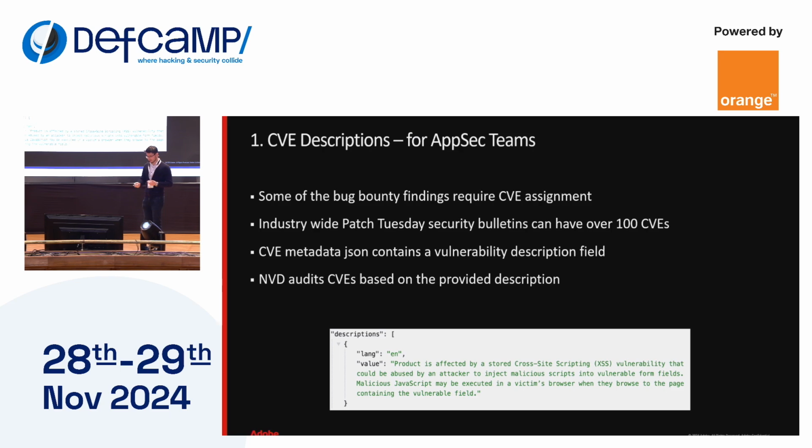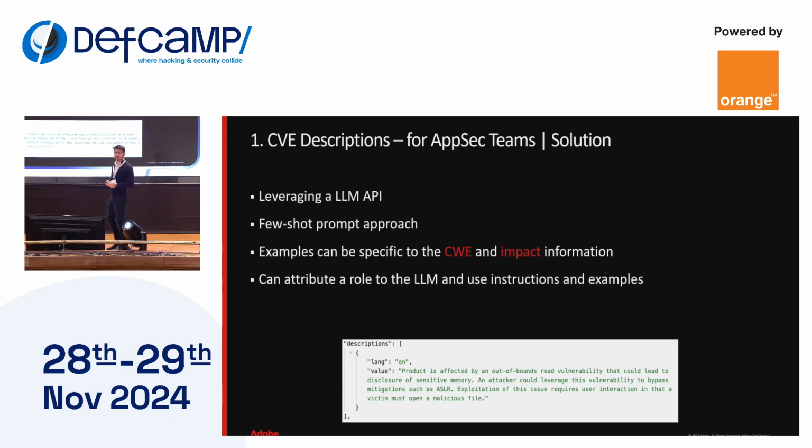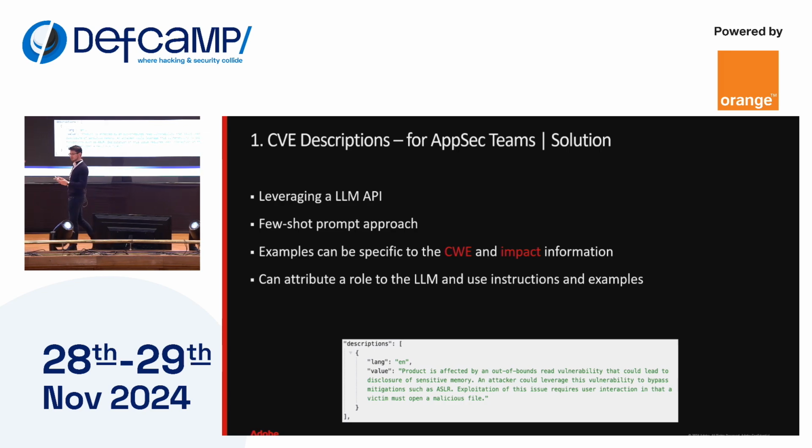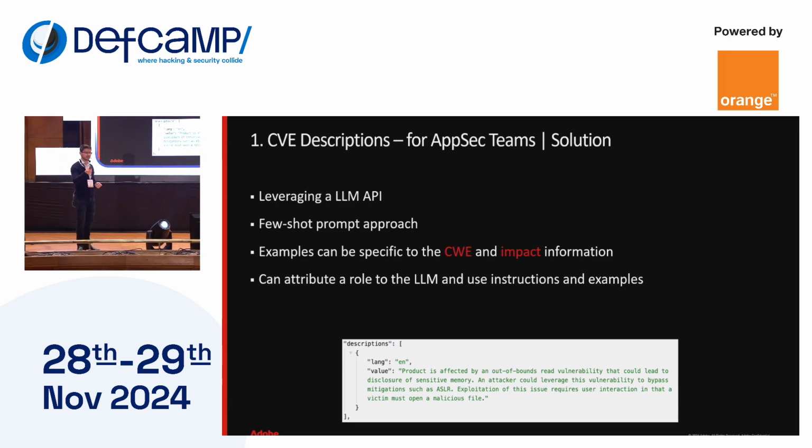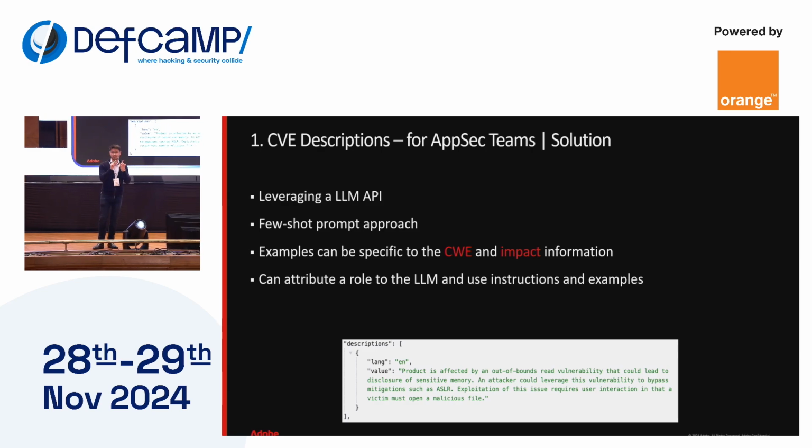So the whole idea behind this is to leverage an LLM API. The technique here will be a few-shot prompt, so you're giving the LLM some examples. Okay, this is the vulnerability. This is the impact. I usually categorize my examples on the CWE, which is common weakness enumeration, and the impact information. Using those, you will generate a description. And you'll give those examples. This is the few-shot prompting approach.